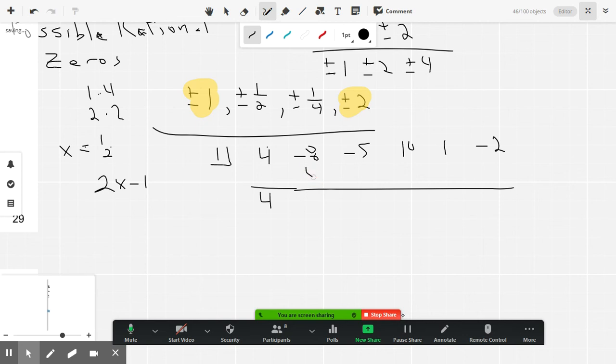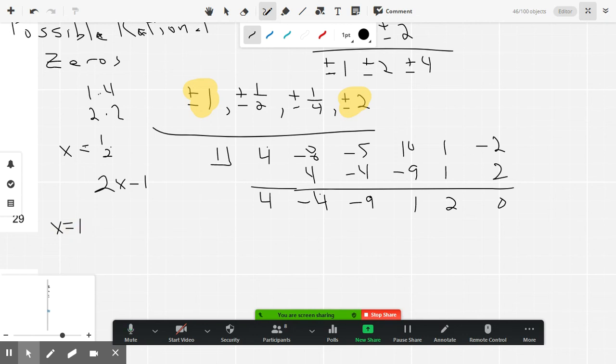1 times 4 is 4. That adds to negative 4. 1 times negative 4 is negative 4. That's negative 9. 1 times negative 9 is negative 9. That's 1. 1 times 1 is 1. 1 plus 1 is 2. 1 times 2 is 2. Notice we do get a remainder of 0. So x equals 1 is a 0.